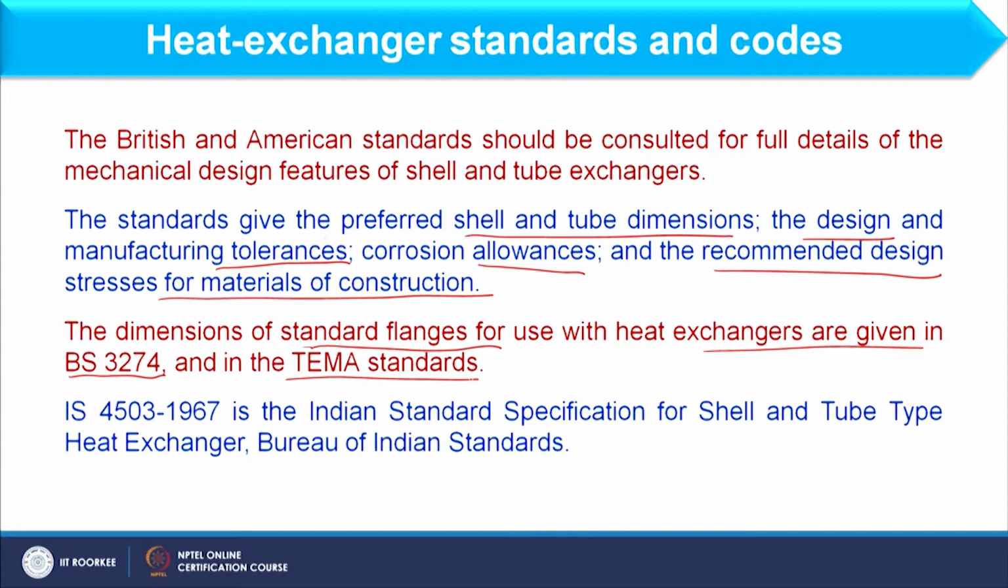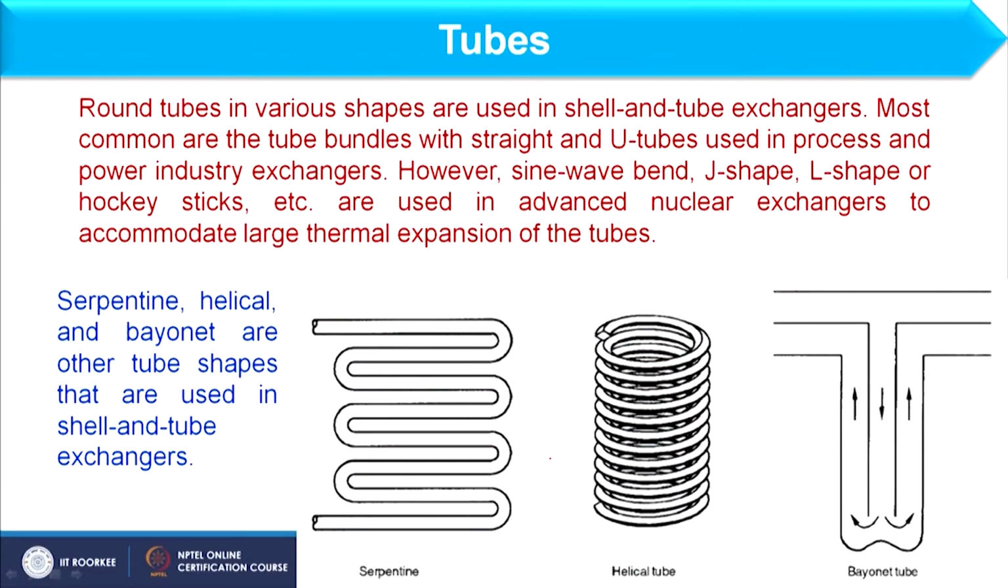In fact, India also has one standard which is extensively used to design shell and tube heat exchangers, and that is IS 4503 1967. You can use that, and it is given by the Bureau of Indian Standards. So these are basically the heat exchanger standards and codes depending upon different countries. And now we will focus on tubes.